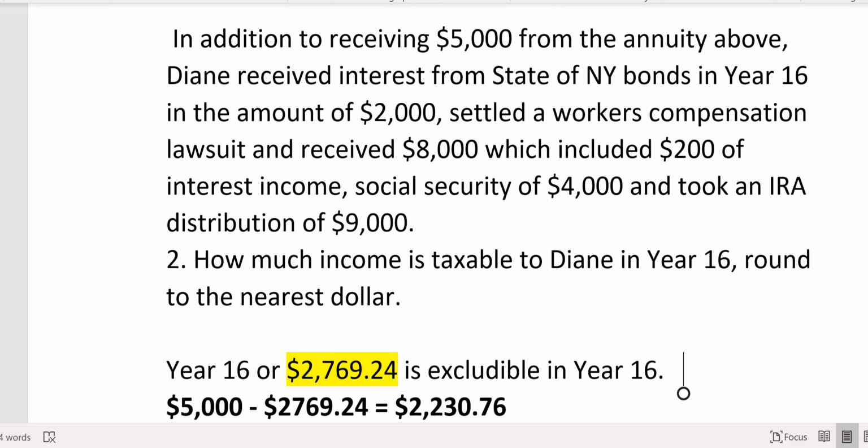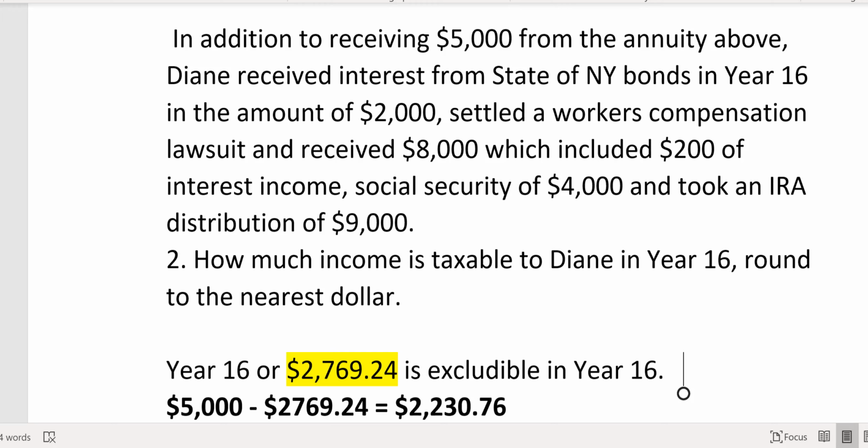And now let's go on to Social Security. Social Security of $4,000. Well, if her income is this low, then she's not even close to the threshold for where any of her Social Security would be taxable. You've got to get to be around $30,000 before any of your Social Security income is taxable. So she's not even close.